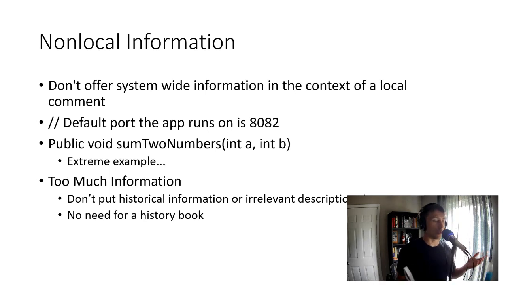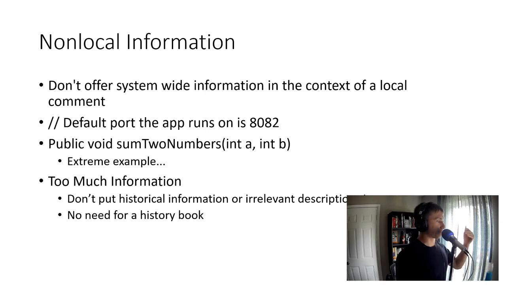Very true. Like that statement, it's probably not false. Your app, when you run it locally, does run on port 8082, but why do you have it in your car class? Why do you have it over your method public void sum two numbers? Doesn't make sense to have it there. So maybe there's a need for this somewhere, but it's not in the car class. So just keep that in mind. Don't offer system-wide information in the context of a local comment.